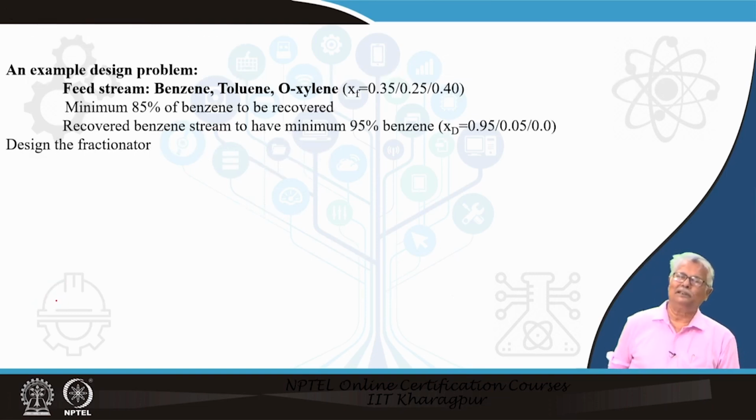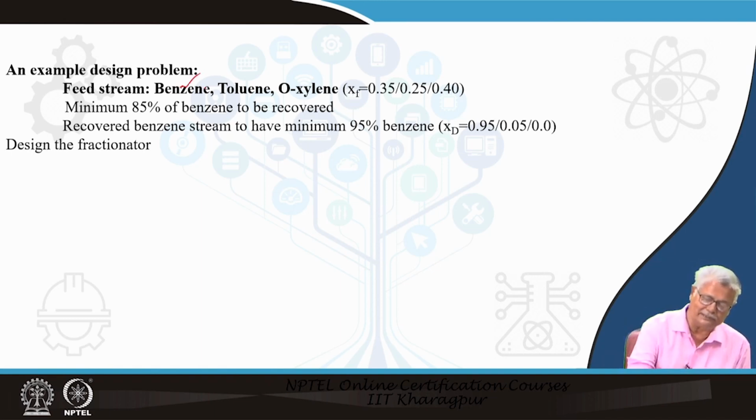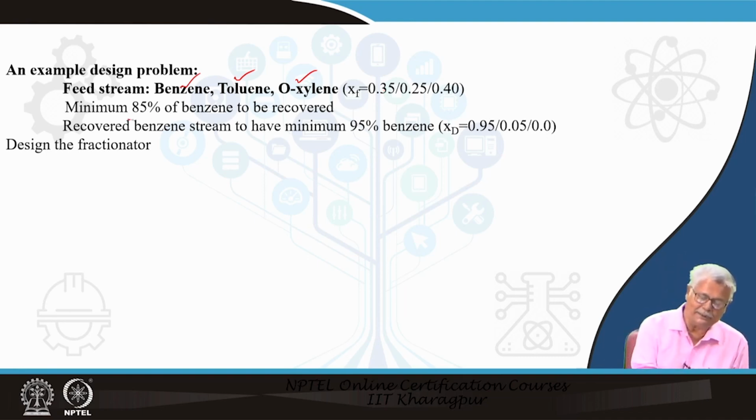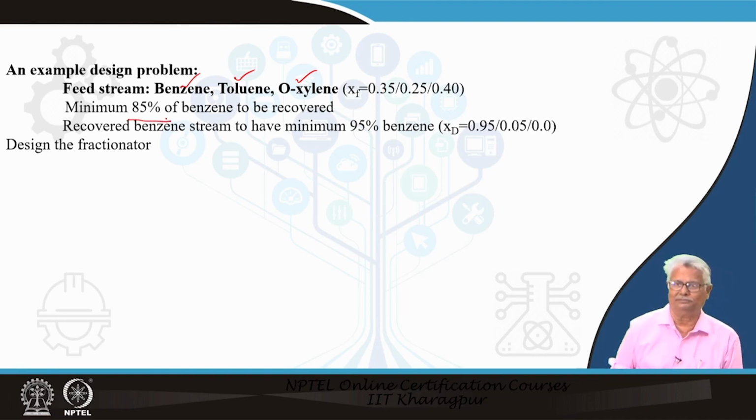In order to appreciate multi-component design, we start with a design problem. Say the feed stream contains 3 components. The first is benzene, the second is toluene and orthoxylene in order of decreasing volatility. The feed contains 0.35 mole fraction of benzene, 0.25 mole fraction of toluene and 0.4 mole fraction of orthoxylene. The target of separation tells us that minimum 85% of the benzene has to be recovered, and the recovered benzene has to have minimum 95% benzene purity.